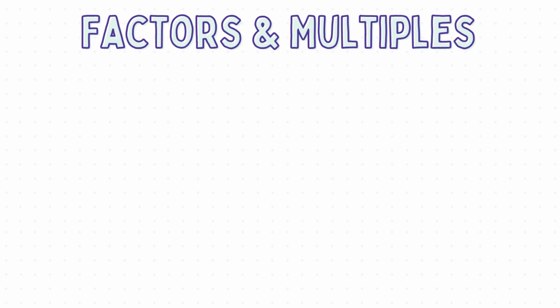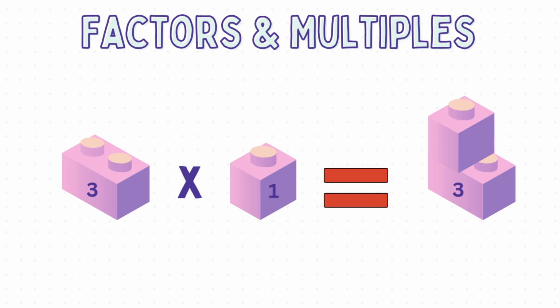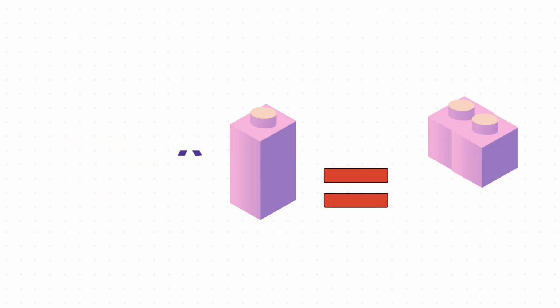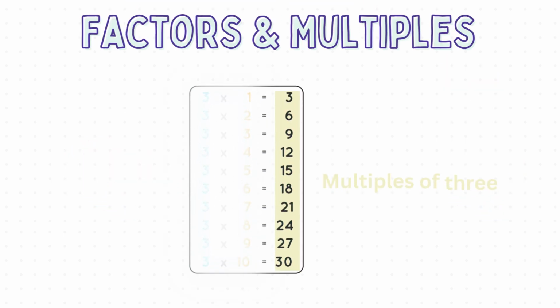Let's say we have one block, the number 3. Now imagine you make one building with it. 3 times 1 equals 3. Then you build another, a taller one. 3 times 2 equals 6. Then another, 3 times 3 equals 9. 3 times 4 equals 12. 3 times 5 equals 15, and so on.